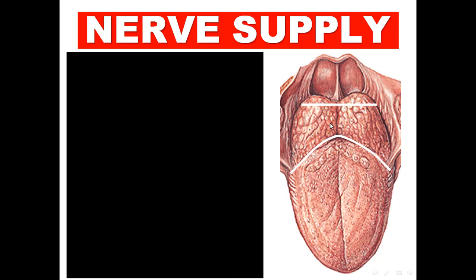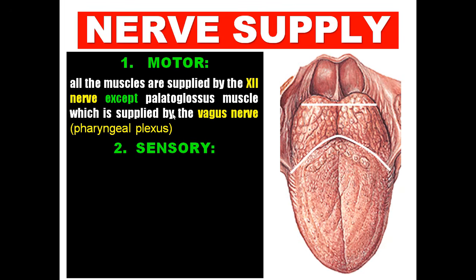Regarding the nerve supply of the tongue, there is motor nerve supply and sensory nerve supply. Regarding the motor nerve supply, all the intrinsic and extrinsic muscles of the tongue are supplied by the hypoglossal nerve, except one muscle, the palatoglossus muscle, which is supplied by the pharyngeal branch of the vagus. So the motor nerve supply of the tongue is the hypoglossal nerve, except palatoglossus.